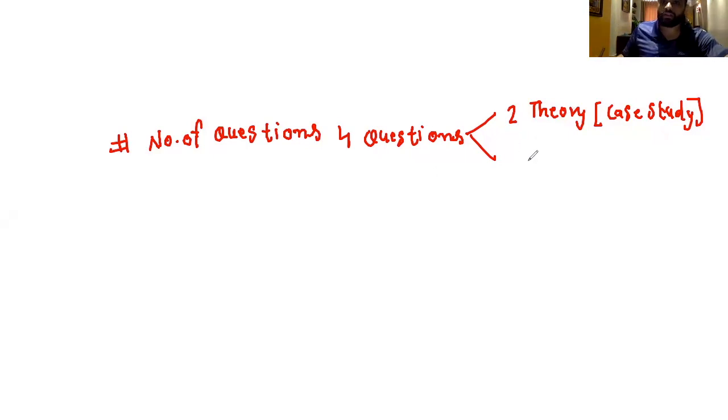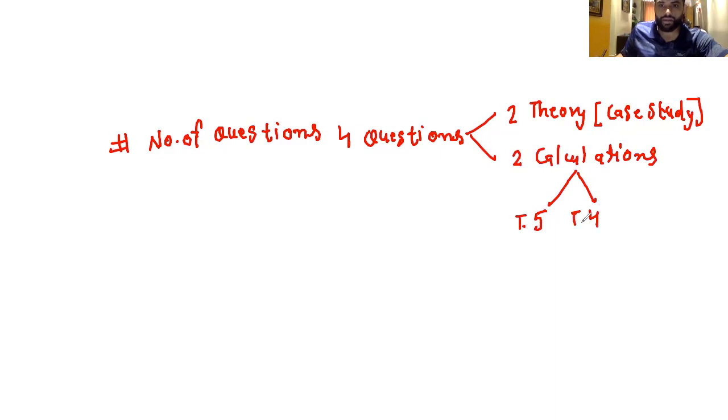So 2 questions are going to be theory and 2 questions are going to be calculations. These 2 calculation questions, one comes from topic 5 and one comes from topic 4, right? Topic 5 is about interest rate parity stuff, right? And round trip, whether you have an arbitrage opportunity or not, and some information that I will mention in the assignment.